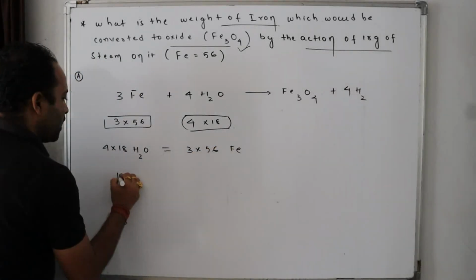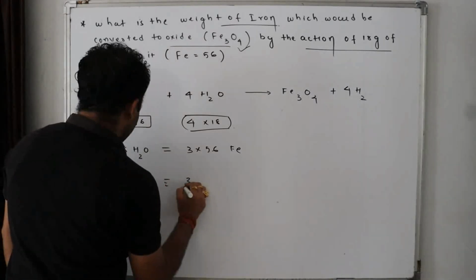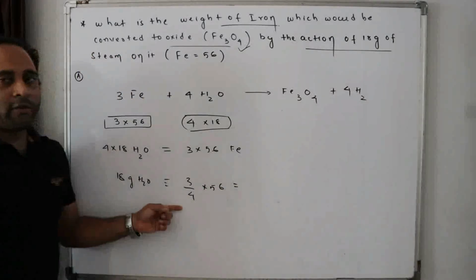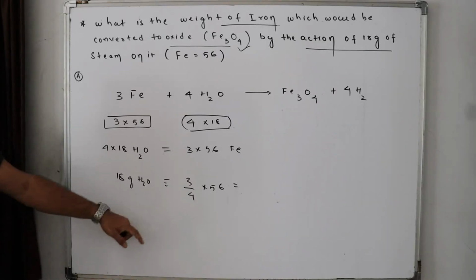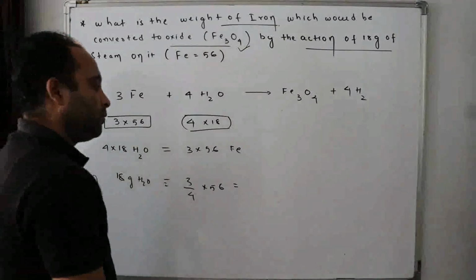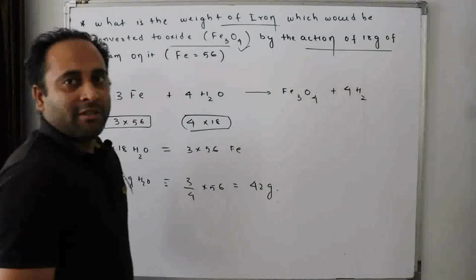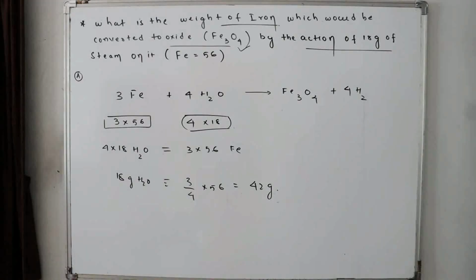That means 18 grams of water will require how much? 3 by 4 into 56. Tell me, 3 by 4 of 56. How much? Quick. So it becomes how much? 42 grams. Was it an easy question? One more.